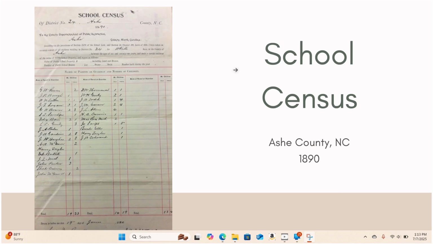Here's an example of a school census record. This is an original record. This is a photograph I took of it from the State Archives of North Carolina a number of years ago. So this is not online. This had to be found at the archives, but I want to show you what the potential of a school census record has for your genealogy research.